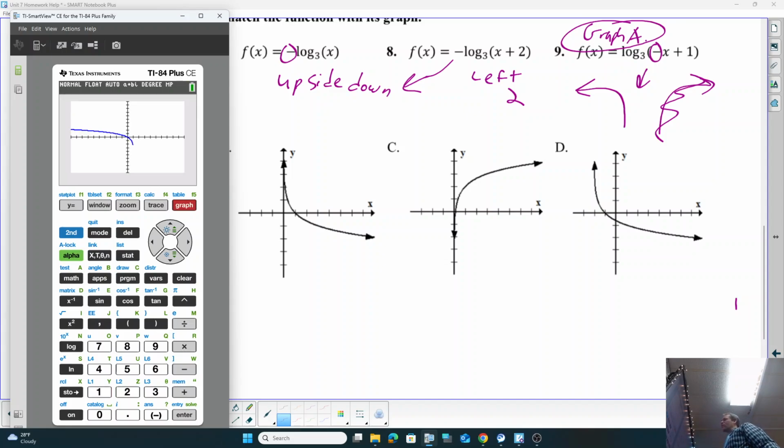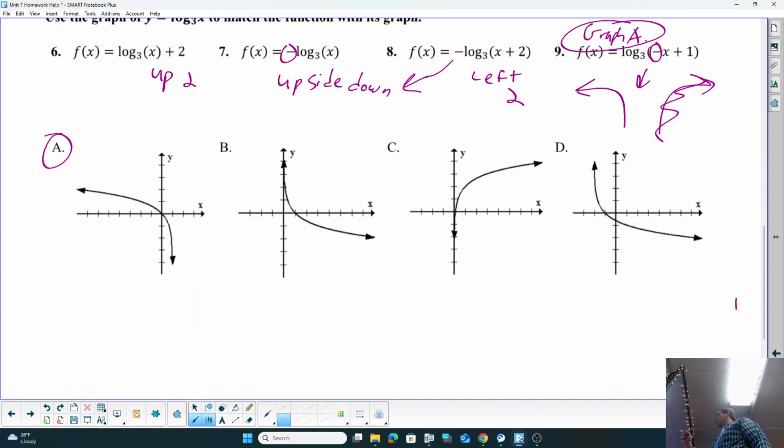So it's flipped backwards. And it's also shifted to the left one. Usually the asymptote's here, and so we shifted our asymptote to the left one, but then we flipped it. That's interesting. We flipped it, and then we go up and to the left. And so that's number 9.